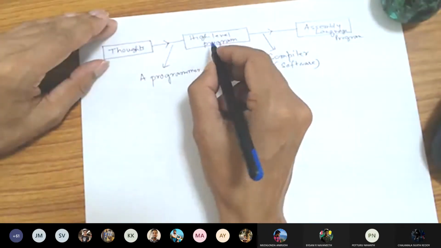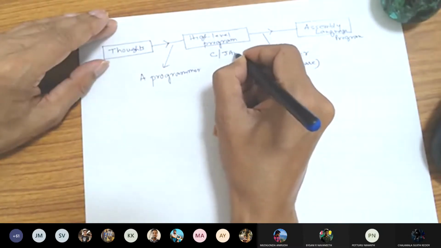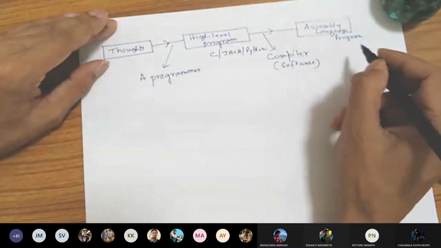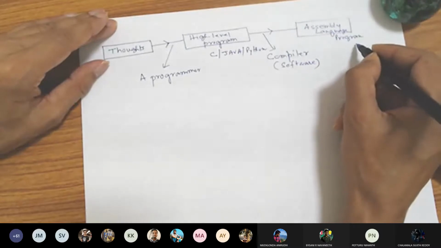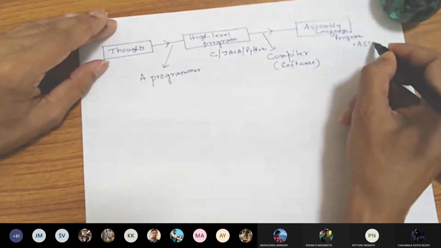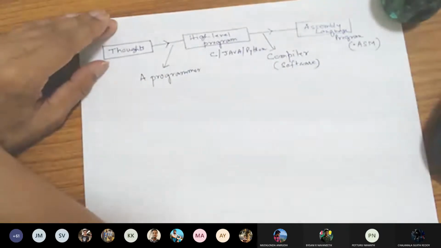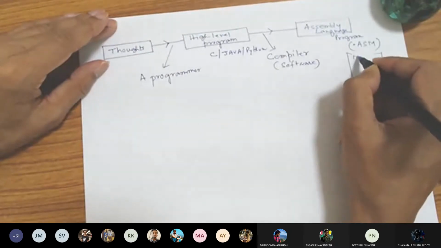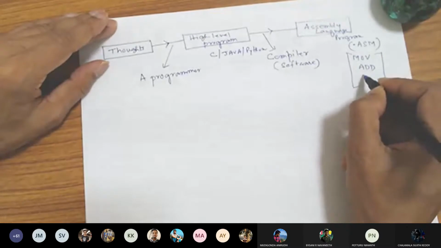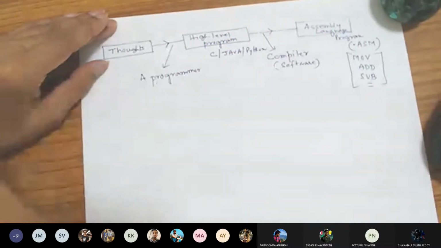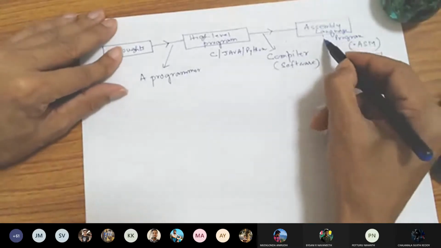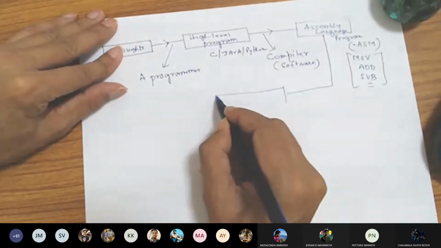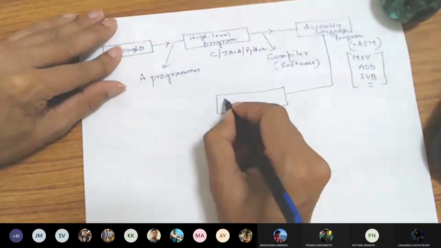So high-level programs like you can see C, Java, Python, all these things. Here you will find assembly language programs like .asm. Like examples I was taking in the last class, which includes move, add, sub, and so on and so forth. Now from here, we get machine language.